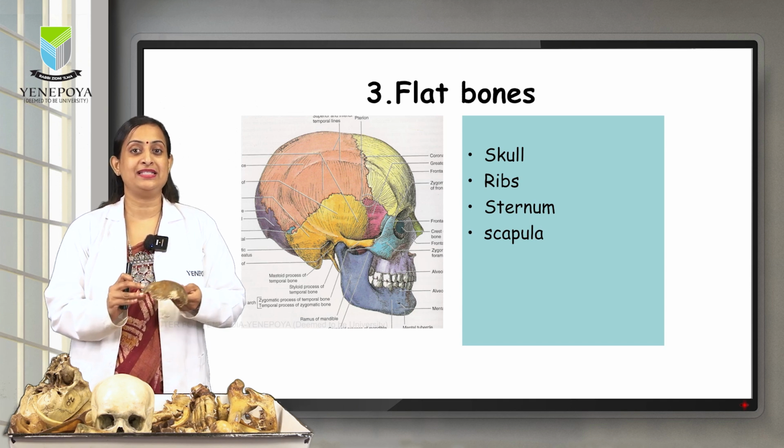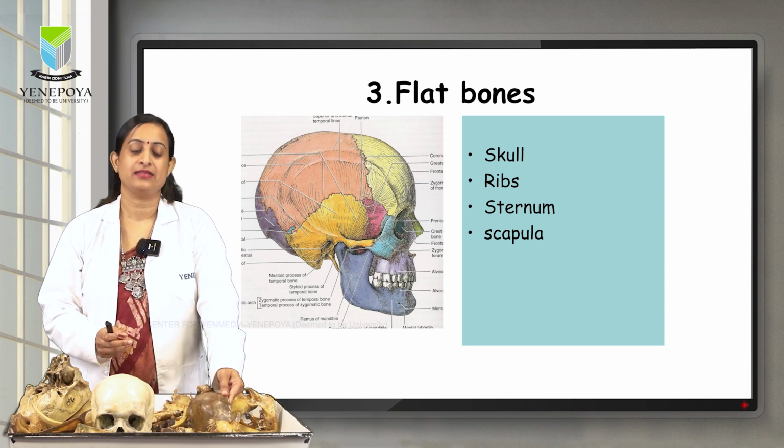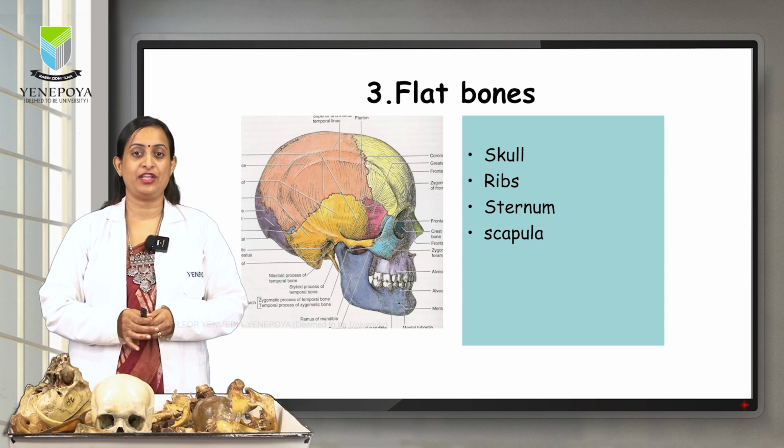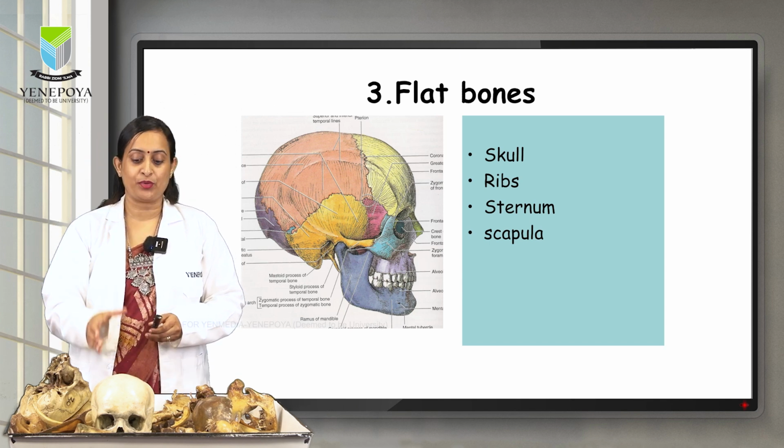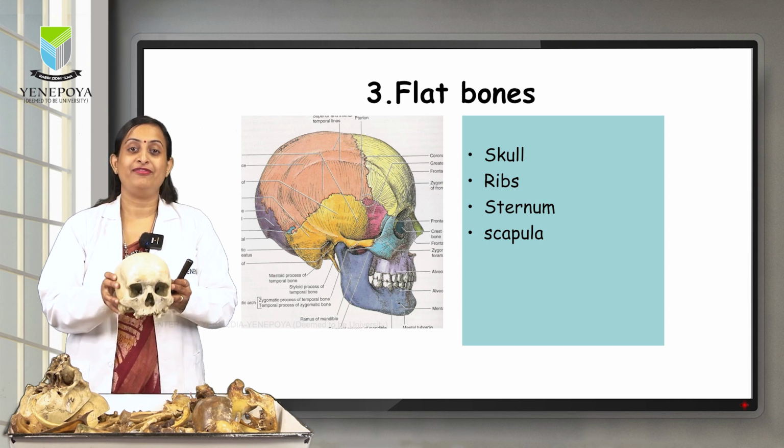They are mainly present in the skull. The skull has different types of bones which are flatter in shape. I can name them as frontal, parietal, occipital and temporal. The skull bones are all flat bones.